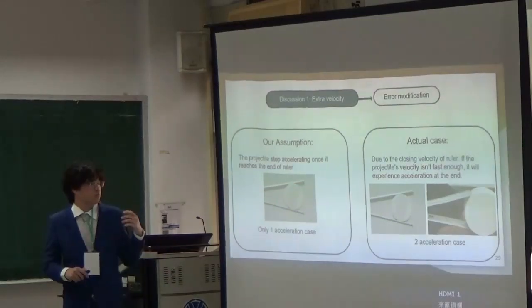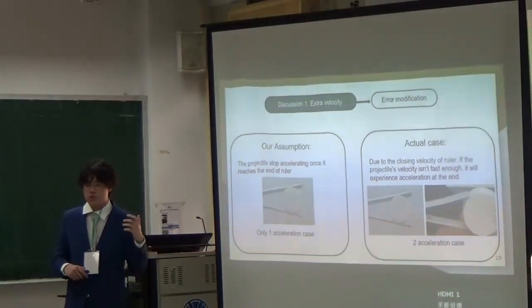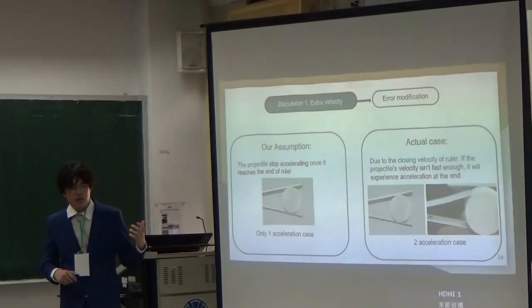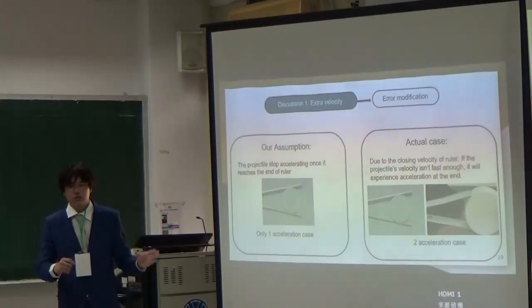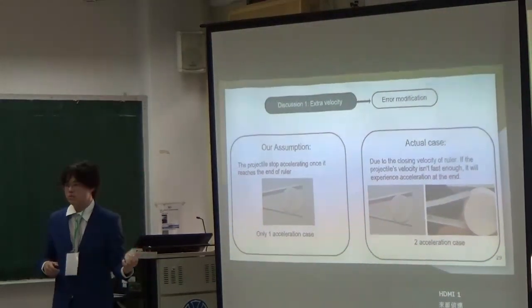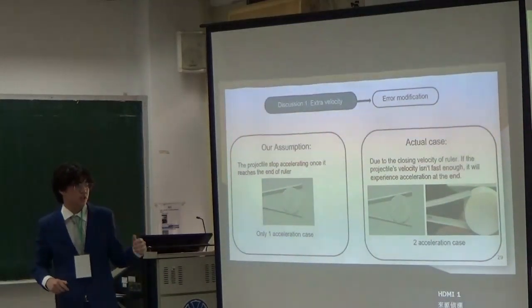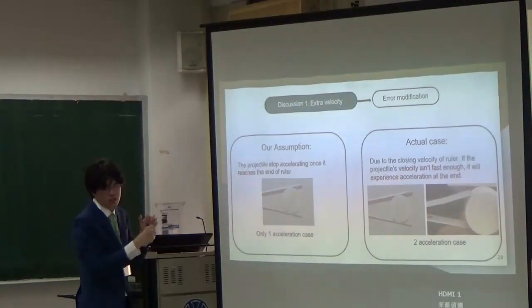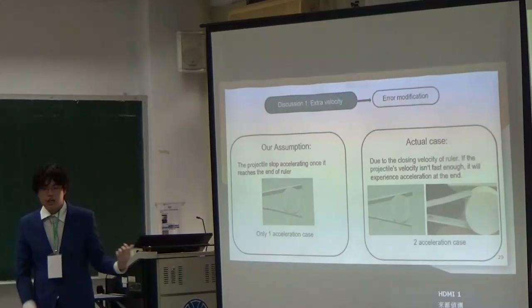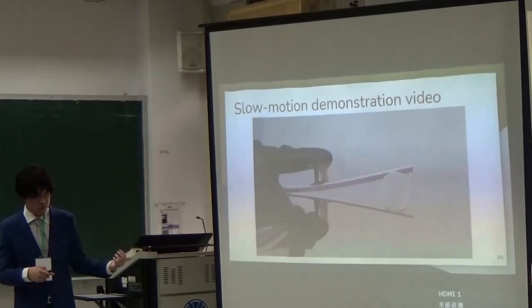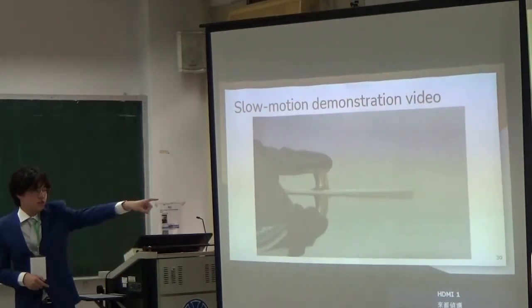In our assumption, we assume that the projectile will stop accelerating once it reaches the end of the lunar. But after we looked at the video of the experiment, we found that because the lunar has a closing velocity, if the velocity of the projectile isn't fast enough, it will experience an additional acceleration at the end. The center of mass has left the lunar, but it will still be accelerating. So let's look at a demonstration video again. You can see that there is an additional acceleration.